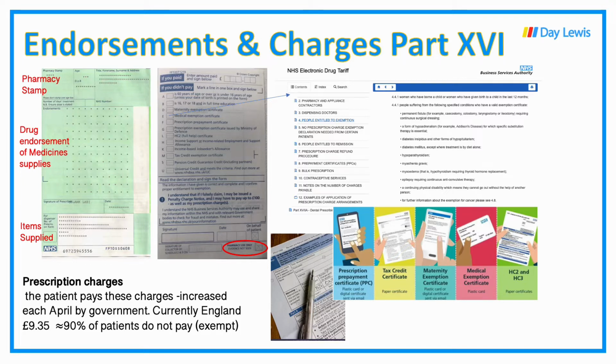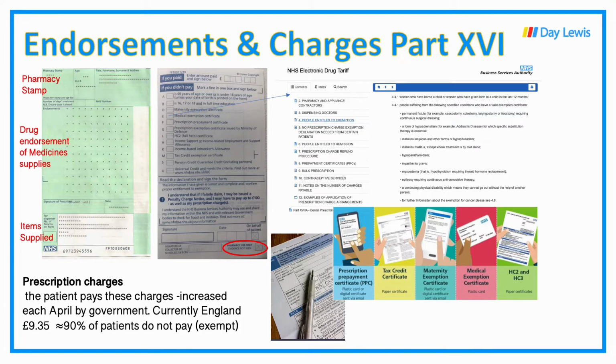Along the left hand side of the reverse of the prescription, you'll see there are lots of letters, and all these letters indicate a different exemption. The patient must tick the appropriate exemption box, sign at the bottom and date it to declare that they are exempt from paying a patient charge, and then they don't have to pay for their items, and the pharmacy team can then send that prescription to be claimed appropriately.